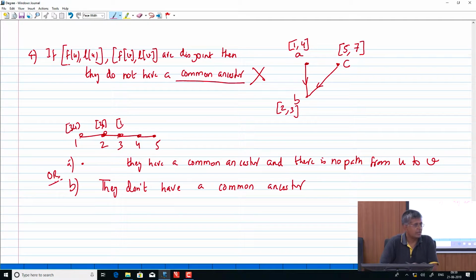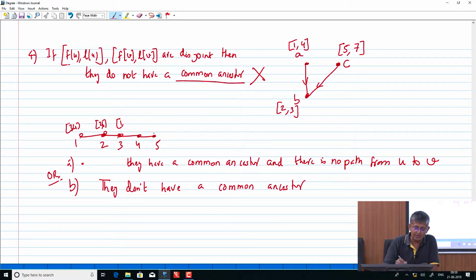So let's see if this is correct. Both the possibilities are there on the screen, both the examples are in place. So observe that these two intervals are disjoint, and observe that they don't have a common ancestor. Remember my definition of ancestor is not the presence of this edge, but is based on the parent relationship. So one should not get misled that there is this edge and therefore C is the ancestor of A. That is not the correct information. So therefore B and C don't have a common ancestor.